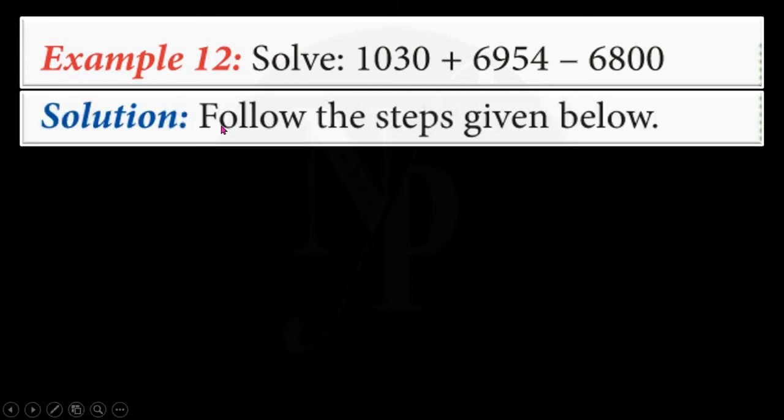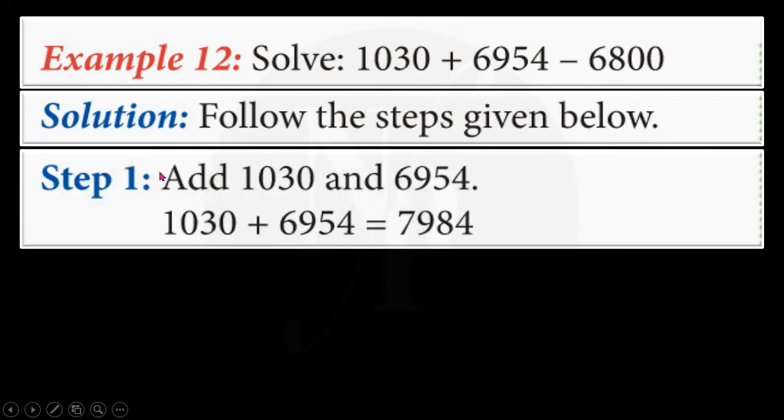Solution. Follow the steps given below. Step number 1. Add 1030 and 6954. So first in step number 1 what do we do? We should add the first two numbers as given in the question.